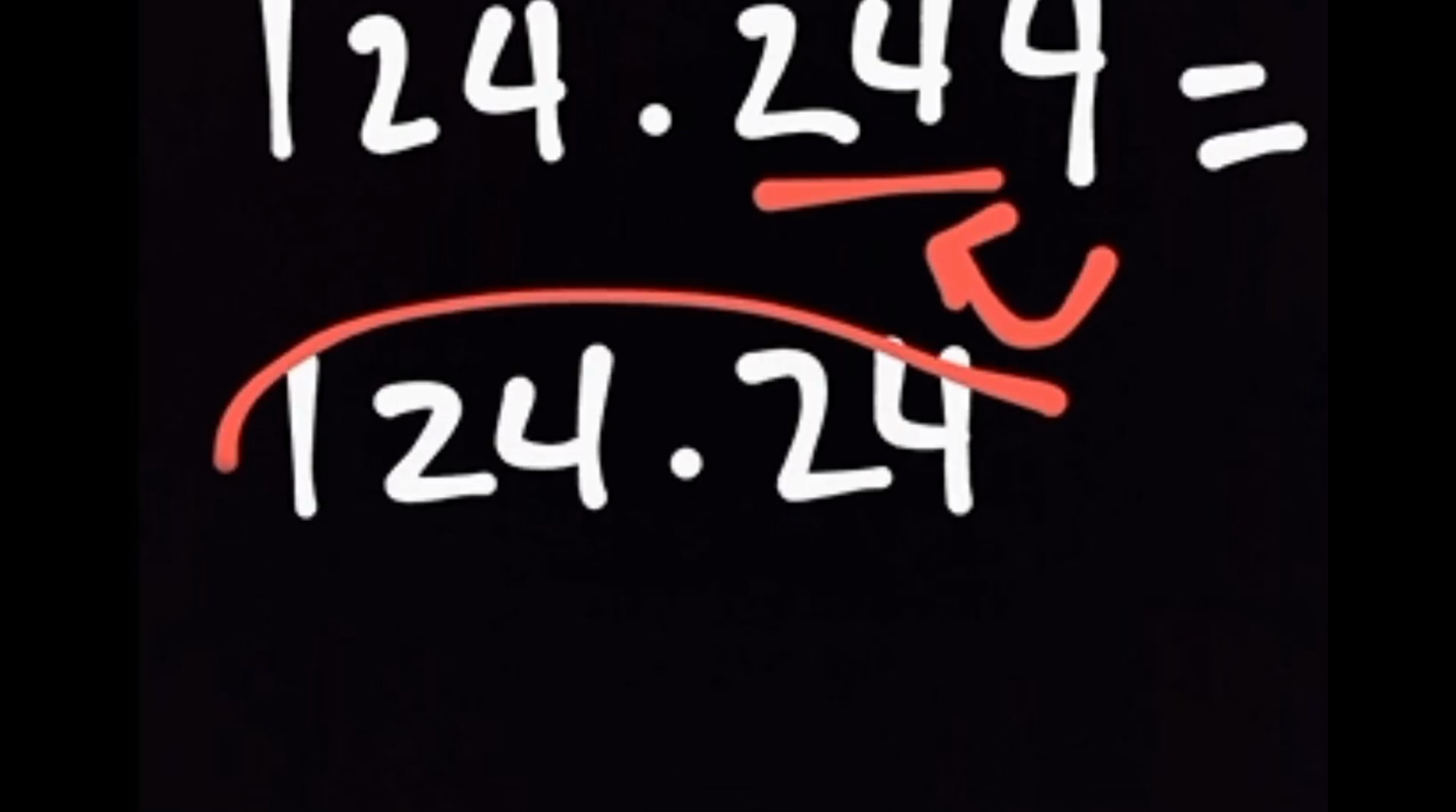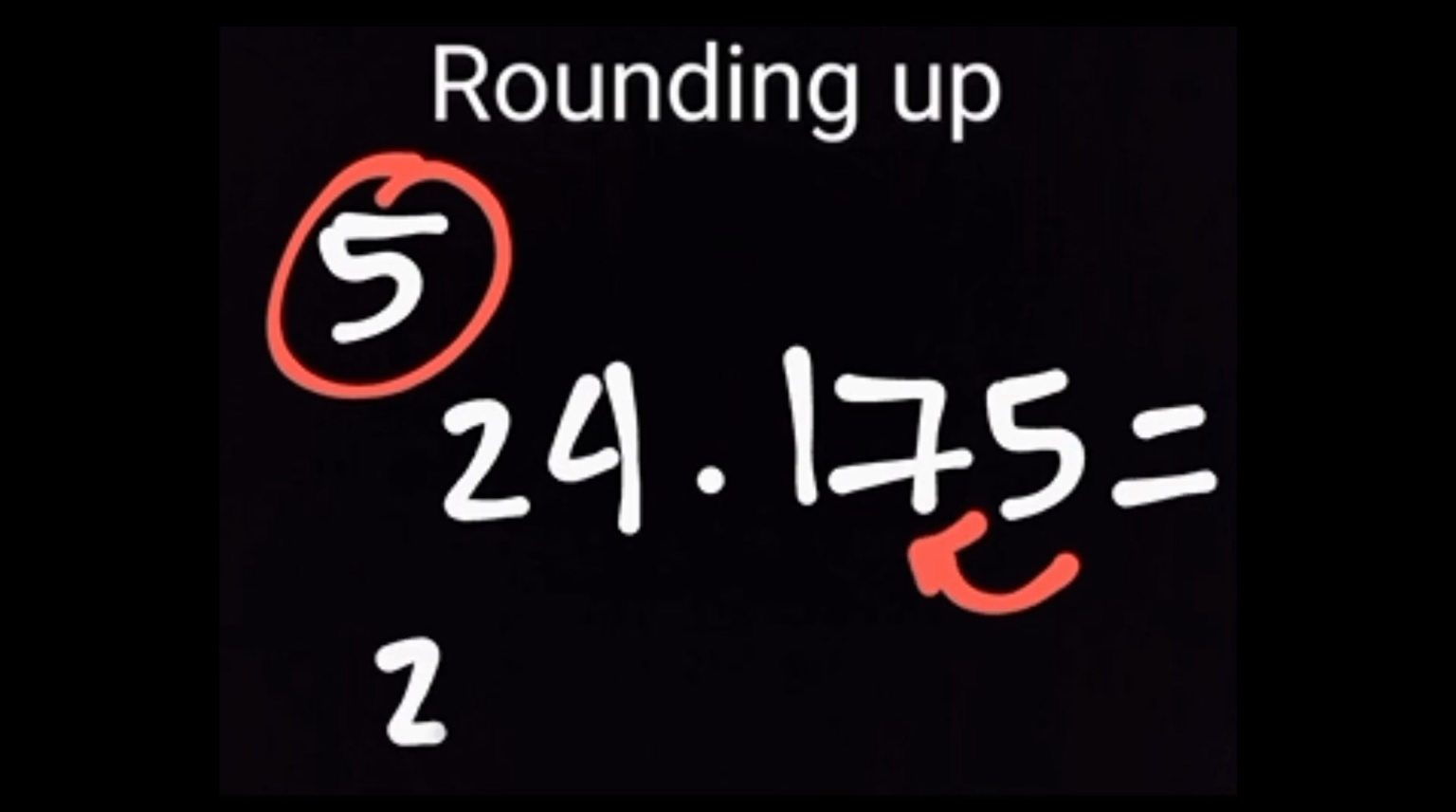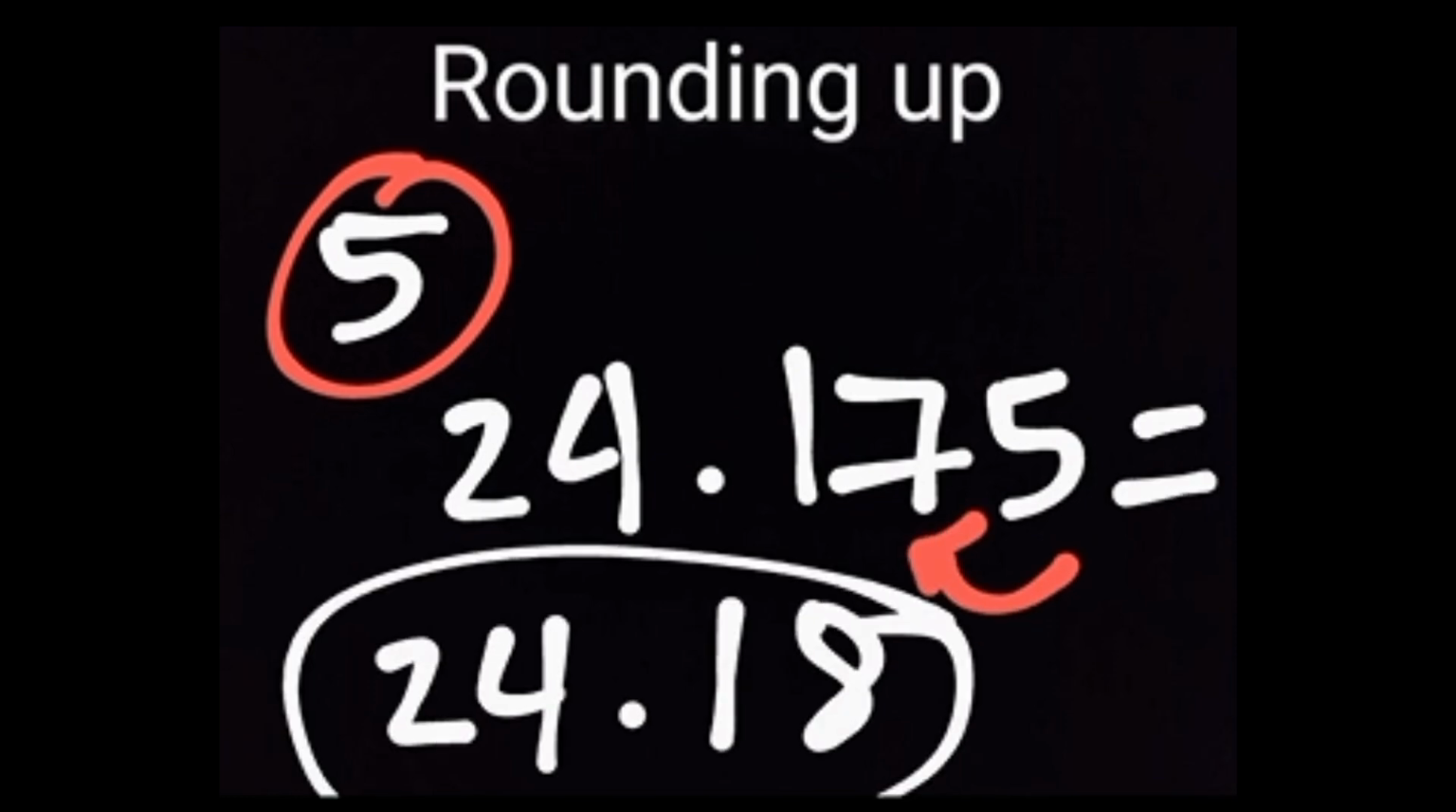We have here 124.244. So the answer will be 124.24. It is called rounding down. When rounding up, the digit we have to drop is 5 or more. For example, we have 24.175. We round up the 7, so the answer will be 24.18.